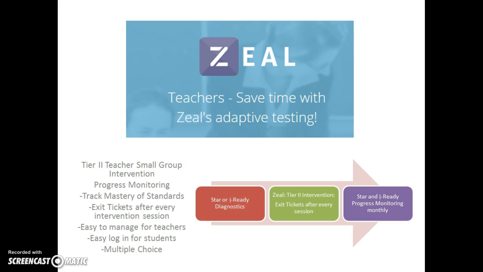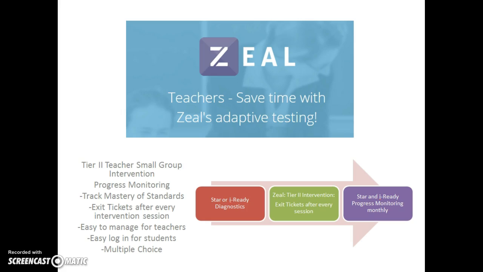For documentation for the RTI process, you will have your day-to-day or weekly data from Zeal through those exit ticket assignments, and you'll also have a second set of data through the STAR and iReady progress monitoring monthly assessments. And so just a lot of data that you can use to support that RTI process.